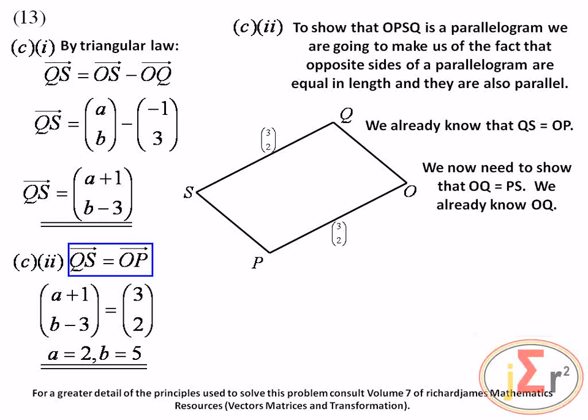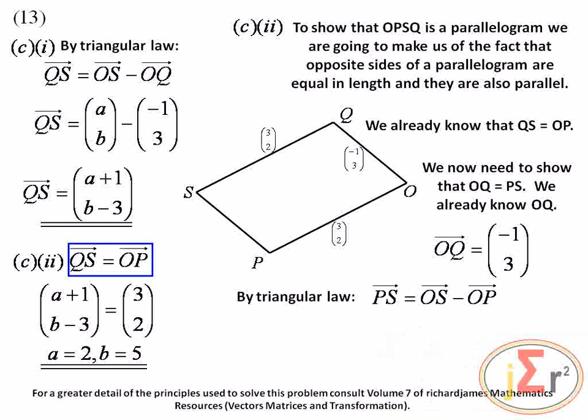So OQ is equal to PS. OQ is equal to -1, 3. We know that already, that OQ is -1, 3. So we need to use the triangular law to find PS. So PS is OS minus OP. So by making our calculation, we have OS minus OP. 2 minus 3 is -1, and 5 minus 2 is 3.